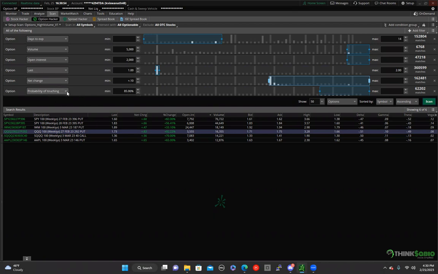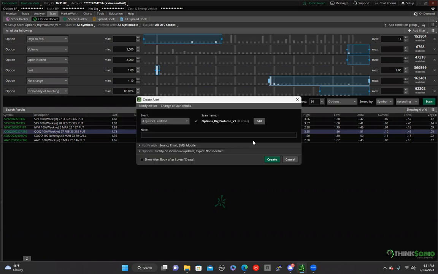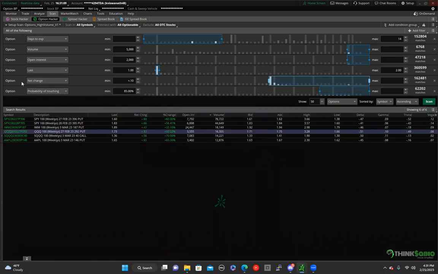I don't use this, but I actually am feeling very interested to look at this right now. I may run an alert. I will probably create an alert like this. Click here, and then it will send me alerts. So I'll probably try this. I'll mark the probability of touching as 85% and run the scanner and see how it goes for a week or a month. And that will give me good confidence. But yeah, this is options hacker.